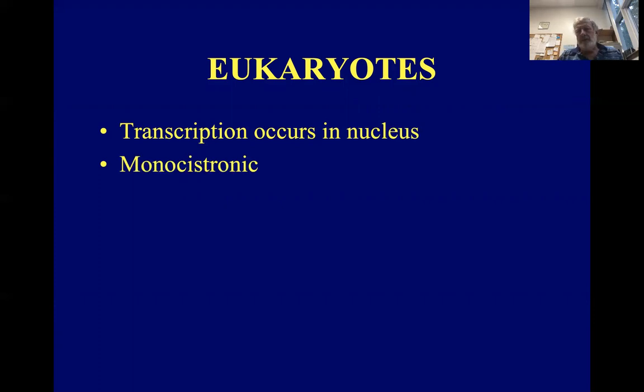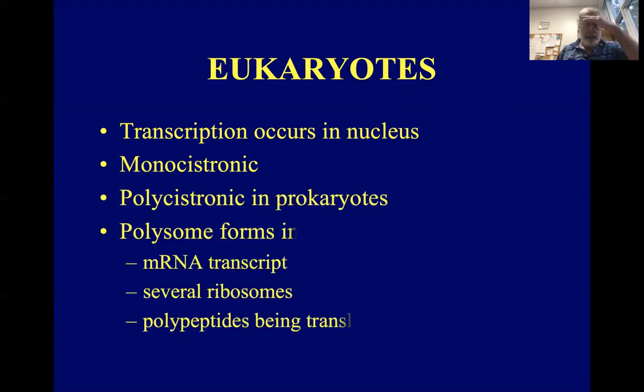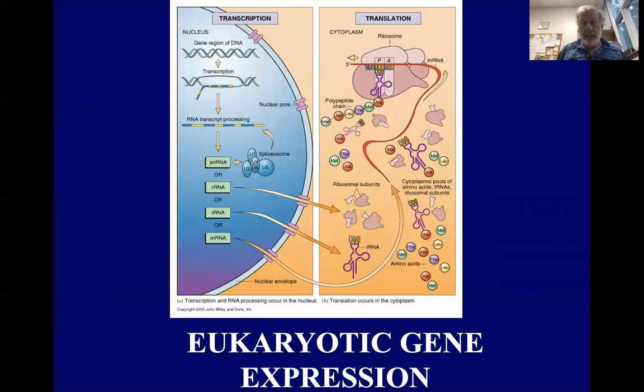Now our eukaryotic transcription is monocistronic. Cistron is another term for a gene. So in other words, we transcribe one gene at a time, not clusters or groups of genes like prokaryotes do. So this shows that transcription occurs in the cell nucleus on the left there, and then the finished RNAs are shipped out of the nucleus into the cytoplasm to take part in translation, which is on the right side of this diagram.